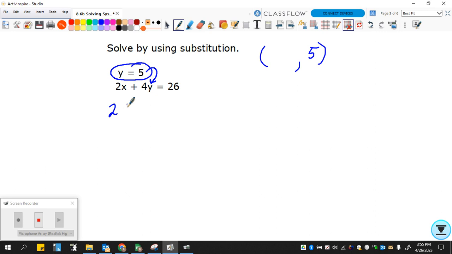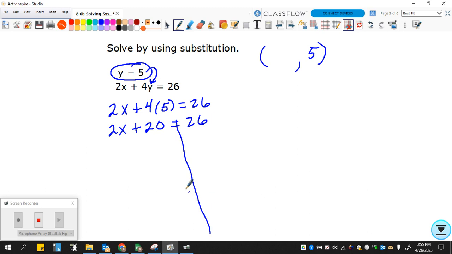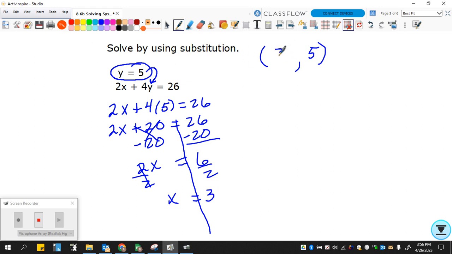So we have 2x plus 4 times y, but instead of a y, we're going to put in a 5, is equal to 26. And then we just solve this. So simplify it: 2x plus 20 is equal to 26. Solve it. The inverse operation of plus 20 is minus 20, minus 20. So we end up with 2x is equal to 26 take away 20, which is 6, divided by 2. x is equal to 3. And so we say that our solution is (3, 5).